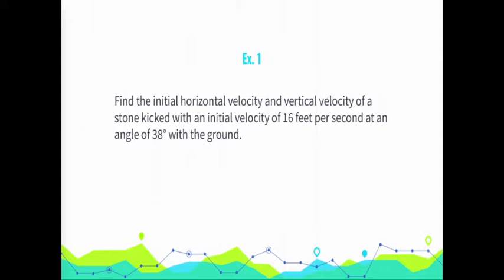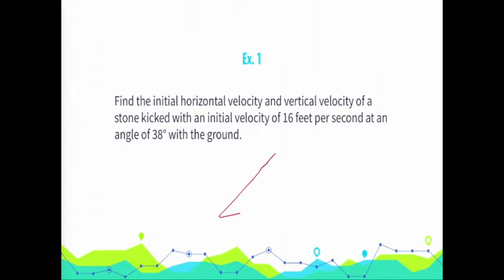So using some applications of vectors, we're going to apply these to physics problems by splitting them into their horizontal and vertical components. So find the initial horizontal velocity and vertical velocity of a stone kicked with an initial velocity of 16 feet per second at an angle of 38 degrees with the ground.